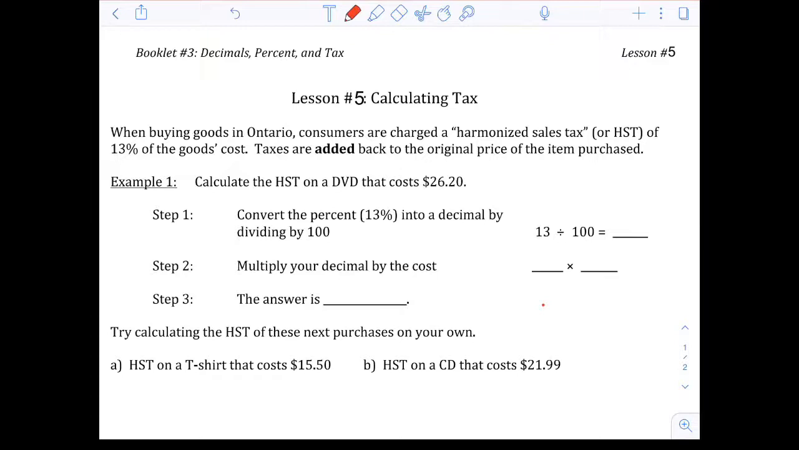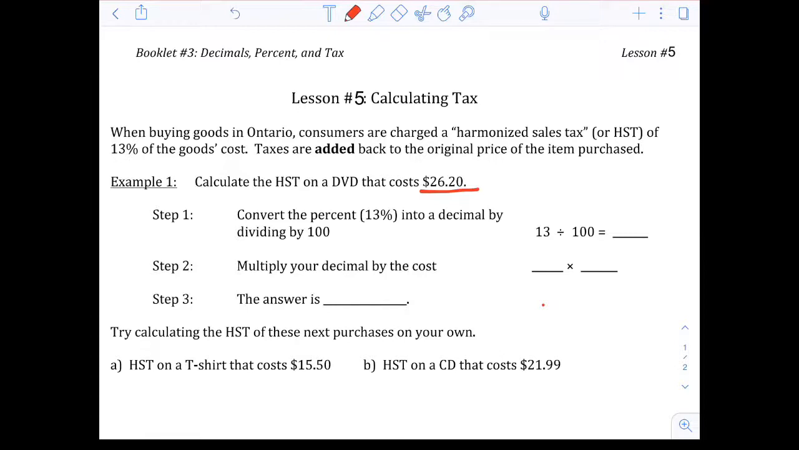So calculate the HST on a DVD that costs $26.20. So you're at the store, you're at Walmart, and you see something that you want to buy. It costs $26.20. If you go to the cashier, they're not going to ask you for $26.20. They're going to ask you for $26.20 plus the tax. So you're going to be paying more. So let's see what the tax is that will be added to our price.